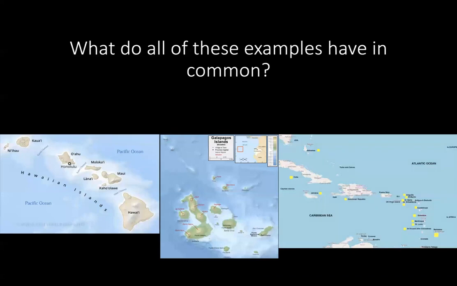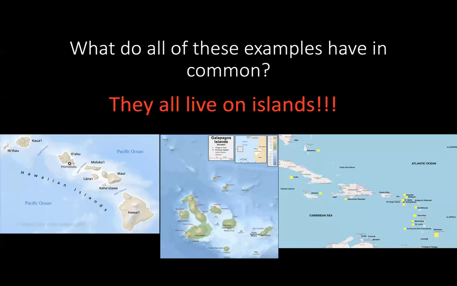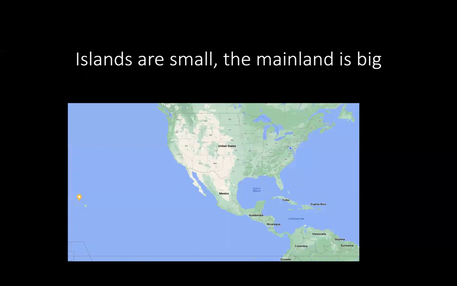Now that you know a few examples, can you guess what all these species have in common? The answer is that they all occur on islands. We do have a lot of examples from islands and less examples from the mainland because islands are small and it's much easier to collect information compared to large areas like the continental US or Mexico.